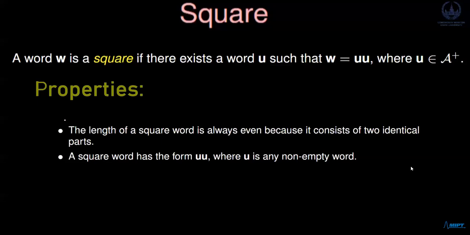Building on the concept of square words, let's now look at some key properties of square words. First, the length of a square word is always even, if it is a finite word. This makes sense because the word is formed by repeating another word twice, so the total length will be twice the length of the original. Second, by definition, a square word always has the form UU, where U is any non-empty word. This means that no matter what the original word U is, once it's repeated twice, the result is a square word.